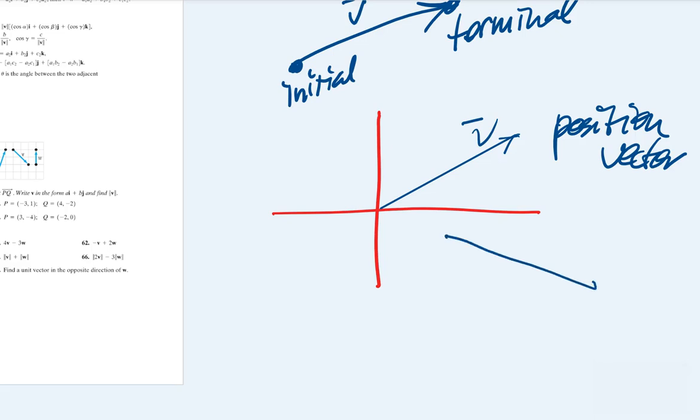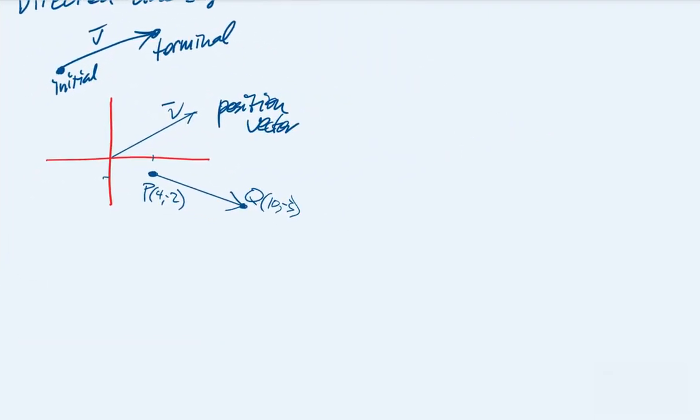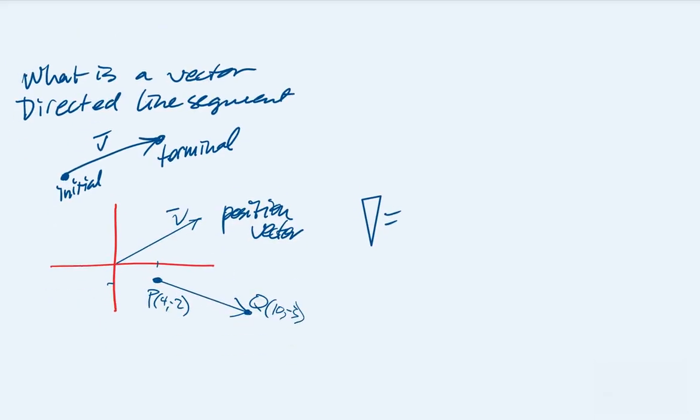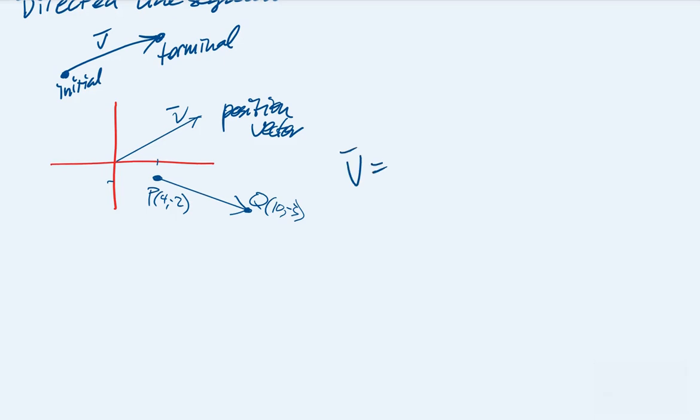So if you look, for example, at this vector here, let's say it starts at P, and P is at, I don't know, maybe 4 comma negative 2. And then it ends at Q, and maybe Q is, I don't know what that looks like, maybe 10 comma negative 3. So the vector that you get out of this will be vector v. You get vector v is PQ, starts at P, ends at Q.